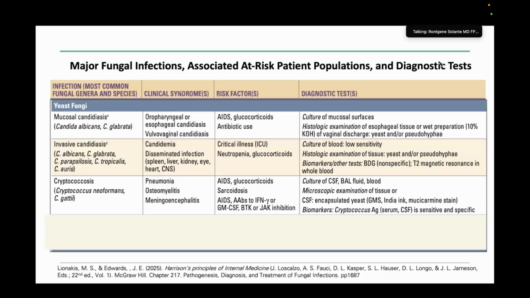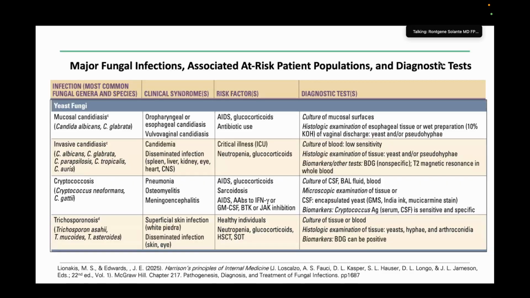Okay. Now, biomarkers. Cryptococcal infection has a specific biomarker in the form of the cryptococcal antigen, which can be tested either in the blood or in the CSF. If your patient is cryptococcal antigen positive, that's very sensitive and specific. That is another way of diagnosing patients with cryptococcal infection.